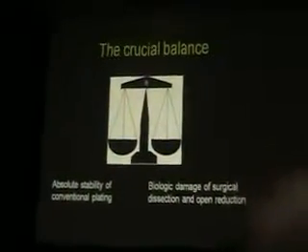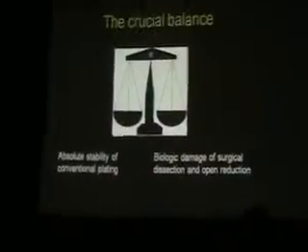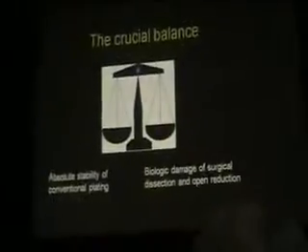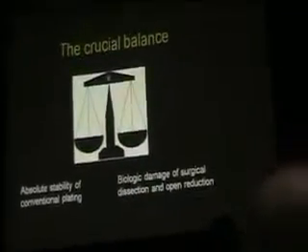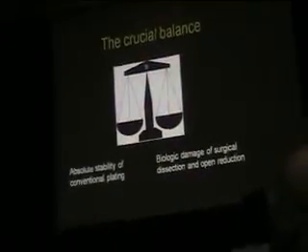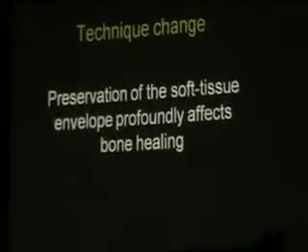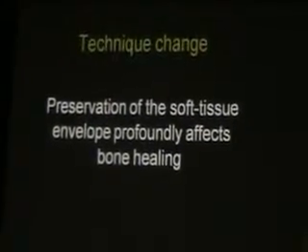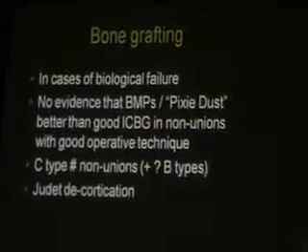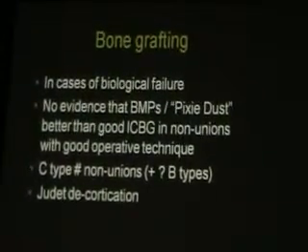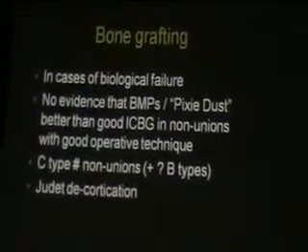But you must remember this crucial balance between stability and plating, and you must preserve the biology. A fracture is a soft tissue injury that happens to have a broken bone. So you must preserve that envelope, otherwise you'll compromise your healing. What about the role of bone grafting? Well, there is no doubt that bone grafting does help in cases of biological failure.